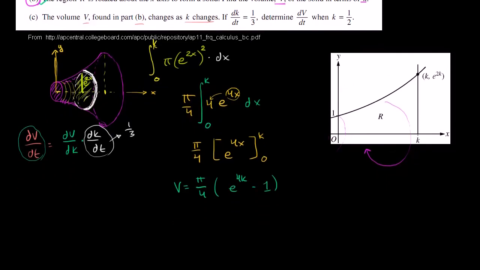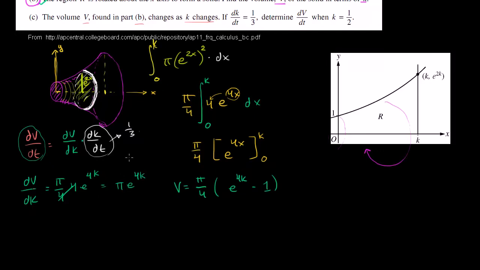So the derivative of V with respect to k is equal to pi over 4 times the derivative in here. The derivative of this is just 4e to the 4k. The derivative of negative 1 is just 0. So this is times 4e to the 4k is the derivative. These guys cancel out, so it's equal to pi e to the 4k. That's the derivative of V with respect to k.